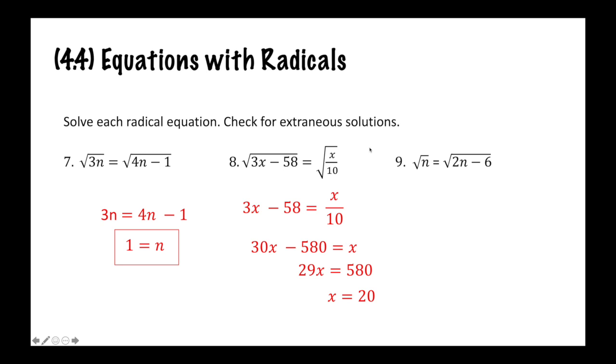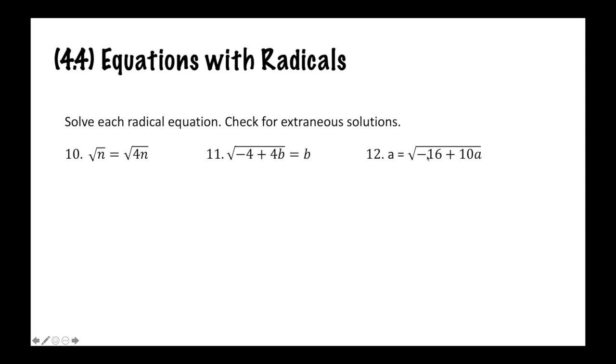Then for 9, again, if I square both sides here, I'm going to get n is equal to 2n minus 6. From here, I can either subtract this over and make it negative n is equal to negative 6, or I could subtract this over and get n and add this over and get 6, and that will be my solution. Now if I plug that back in, I get the square root of 6 on this side, and on this side I've got 2 times 6, which is 12, and 12 minus 6 gives me 6, so I do get the square root of 6 equals the square root of 6, and that's correct.